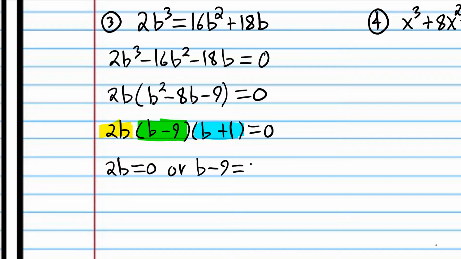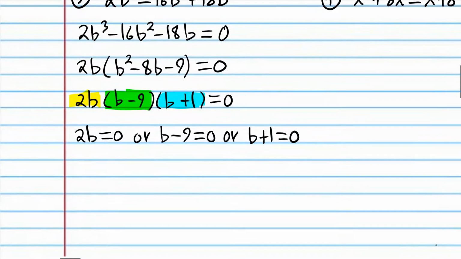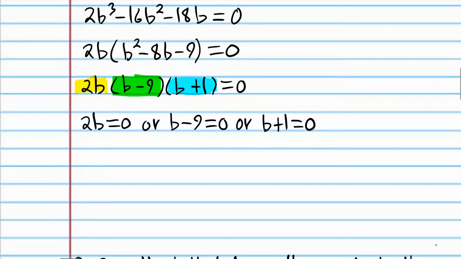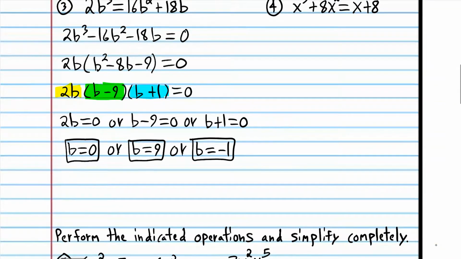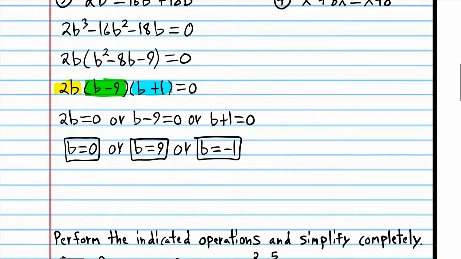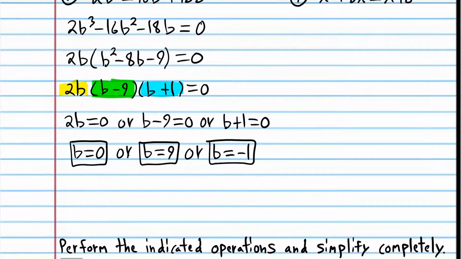If the green is 0, then that makes the equation work. If the blue is 0, then that makes the equation work. So we want to find the b values that make the equation work. Divide both sides by 2 and we get 0. So if b is 0, that'll make the yellow 0. If b is 9, that'll make the green 0, and it'll make the equation work. If b is -1, that'll make the blue 0, and that'll make the equation work. So that's the logic behind all this.